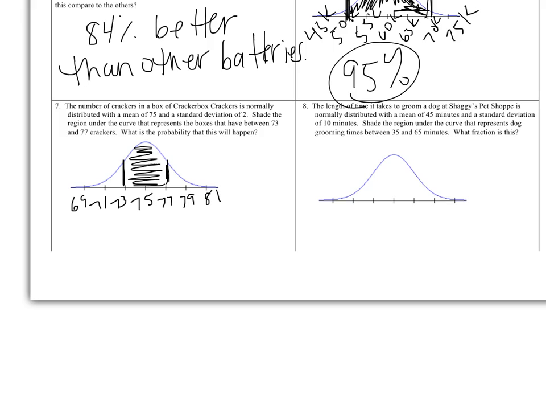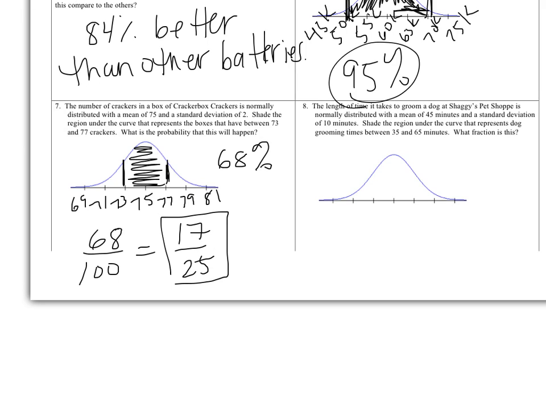Well, probability can be taken from a fraction, or from a percent, and so we know that's 1 standard deviation above and below the mean. That's 68% of the data, 68% there. So if I want a probability, I'm going to say that's 68 out of 100, because 68% is out of 100, and just simply divide by 4. And that's going to give you 17 over 25. So the probability is 17 out of 25.